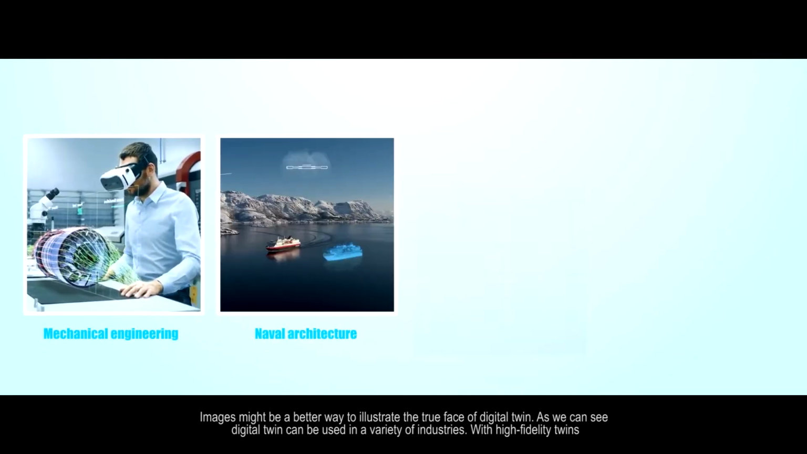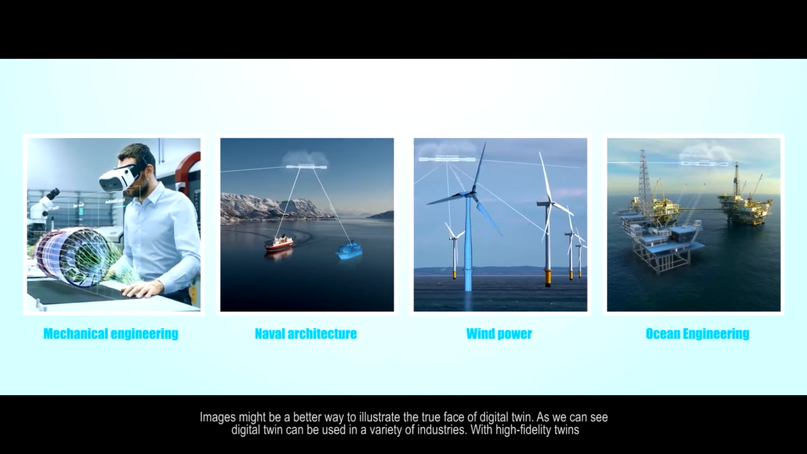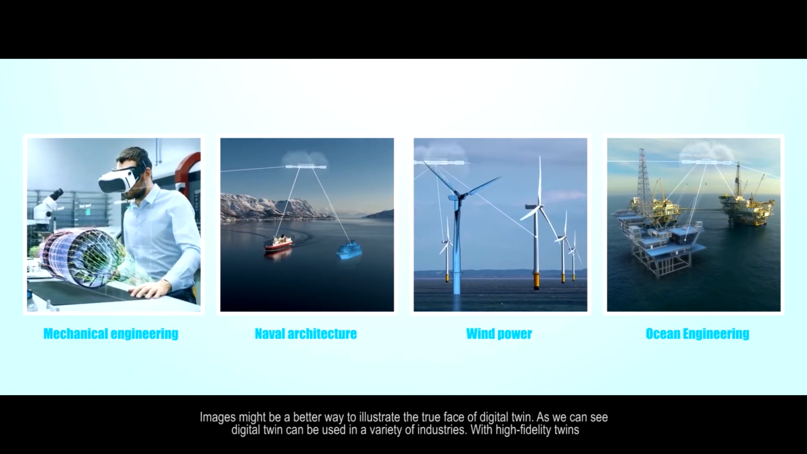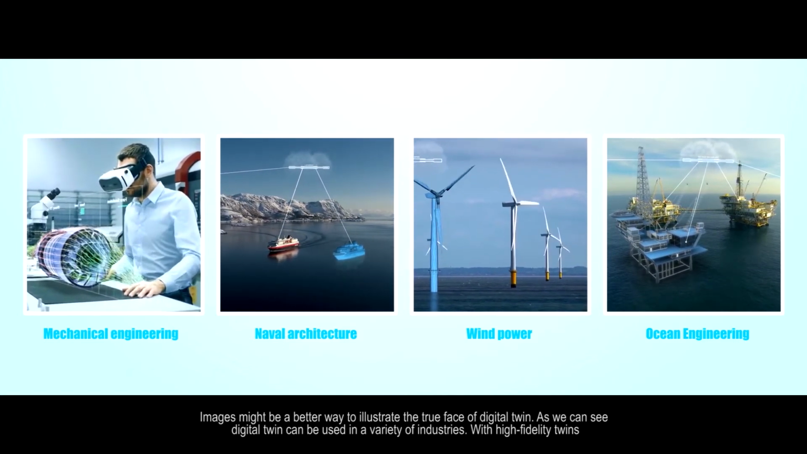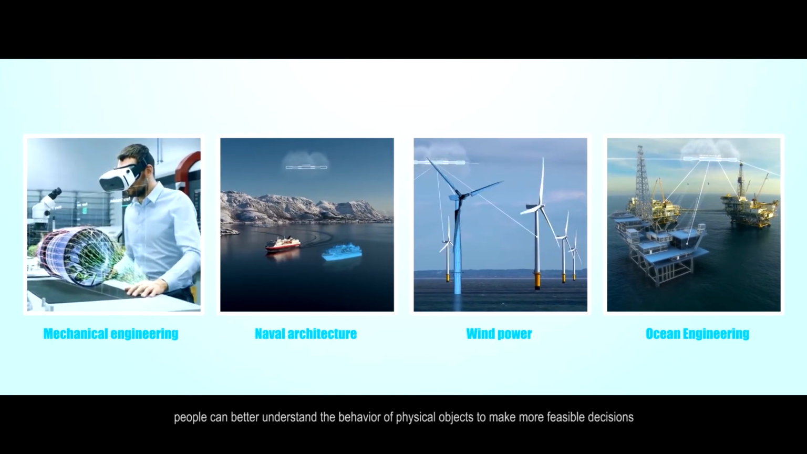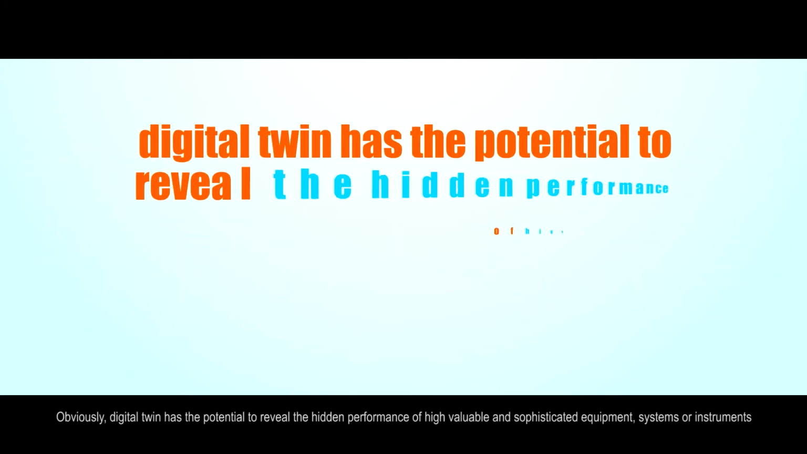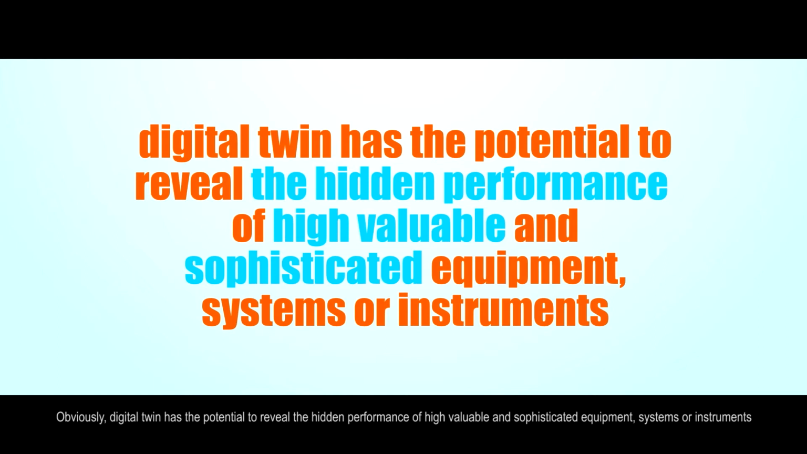Images might be a better way to illustrate the true face of digital twin. As we can see, digital twin can be used in a variety of industries. With high-fidelity twins, people can better understand the behavior of physical objects to make more feasible decisions. Obviously, digital twin has the potential to reveal the hidden performance of high-valuable and sophisticated equipment, systems, or instruments.